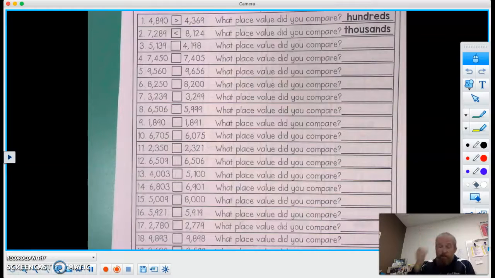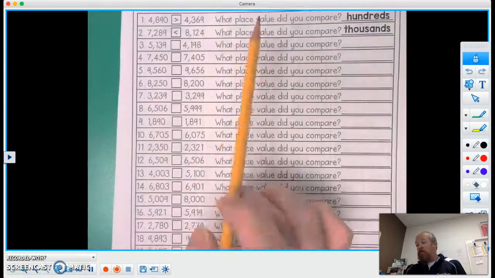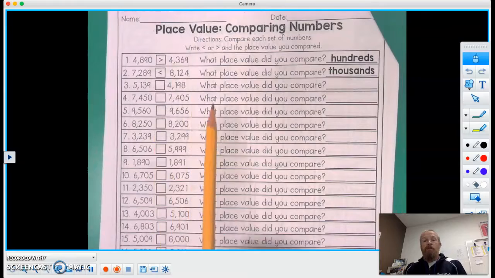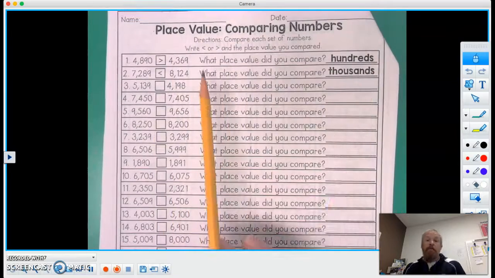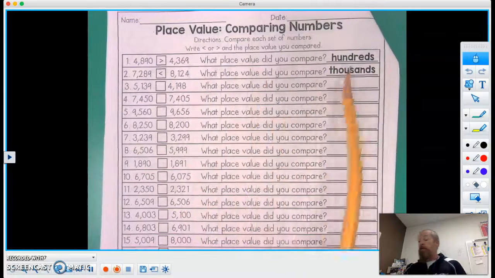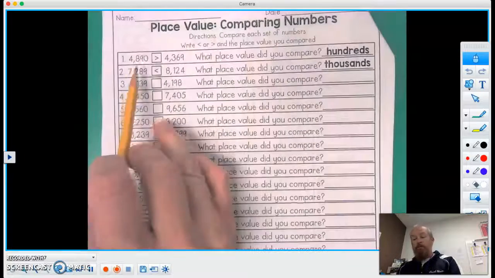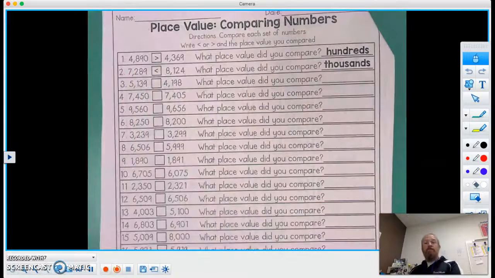We are going to do page 15 in our Fall Math Box packet. What we're going to do is start comparing numbers by using the place value. Directions: compare each set of numbers, write less than or greater than, and the place value you compare. You can see the first couple have been done for you, and it says that 4,890 is greater than 4,369.